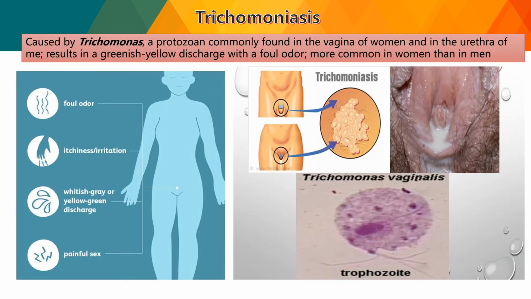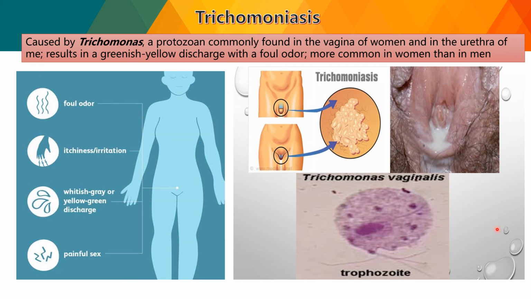So, next is trichomoniasis. So, this is caused by the trichomonas. It is a protozoan commonly found in the vagina of a woman and in the urethra of the man. It results in a greenish yellow discharge with a foul odor, more common in women than in men. So, si trichomoniasis, ayan. Ganyan yung itsura niya, parang milky. Okay, and then kapag chinek yung vaginal discharge under a microscope, you will see a Trichomonas vaginalis trophozoite, or this is the egg of the protozoan.